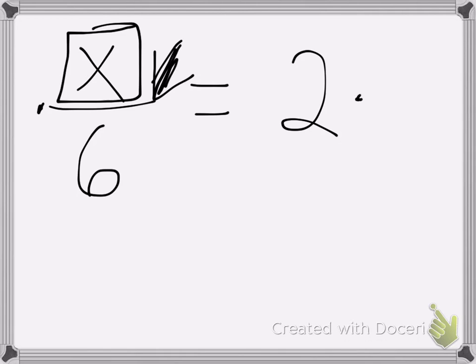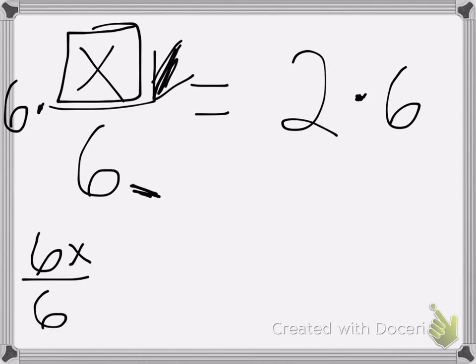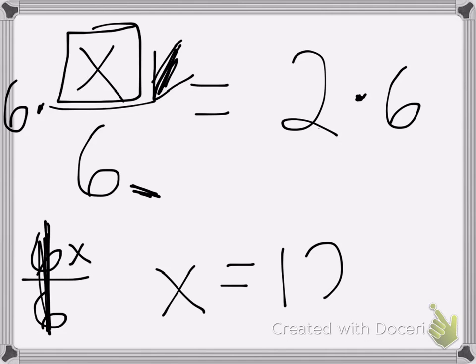If I do it on one side, I have to do it on the other. It's like a scale, got to balance it out. I'm trying to get rid of the 6, so I have to multiply by 6 on this side and on this side. Over here, when you multiply by 6, you get 6x over 6. Well, 6x over 6 is 1x, so it's just x. Over here we get 2 times 6, which is 12. So your answer is 12.